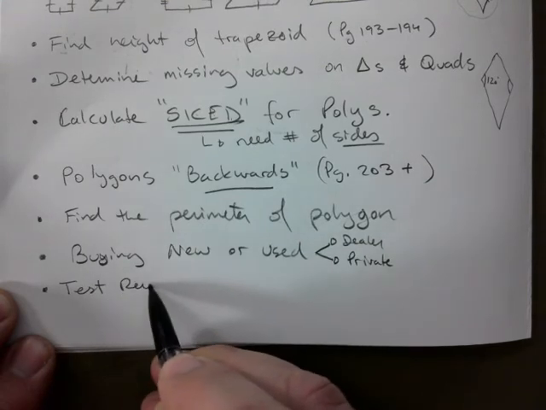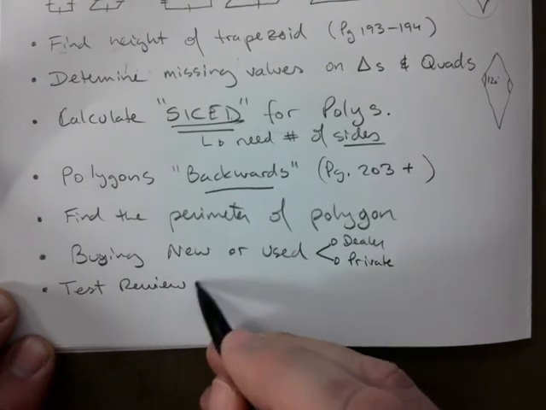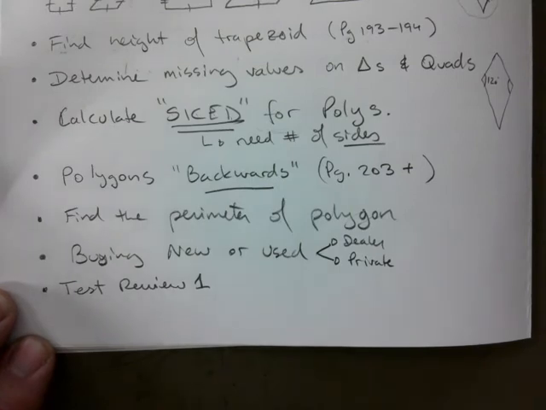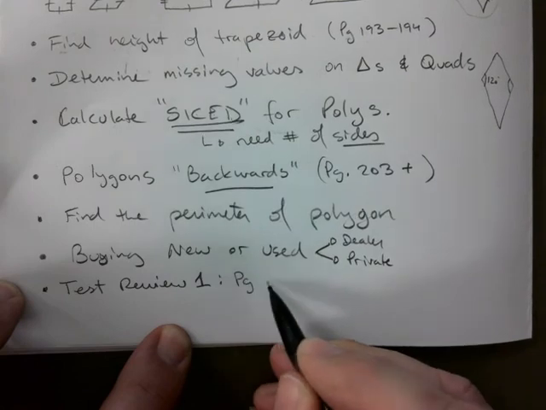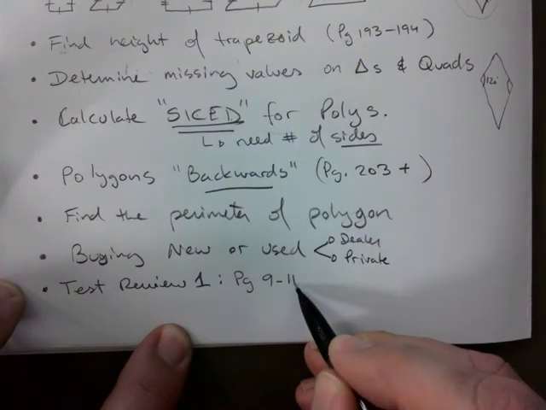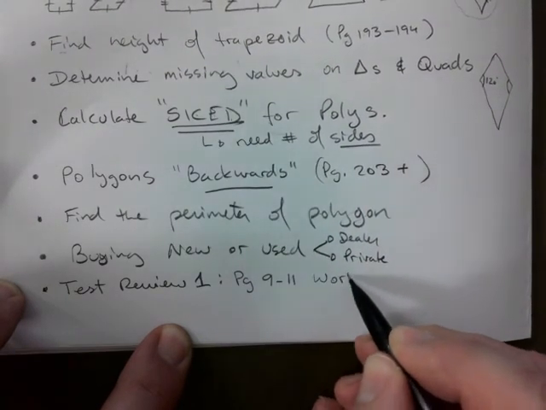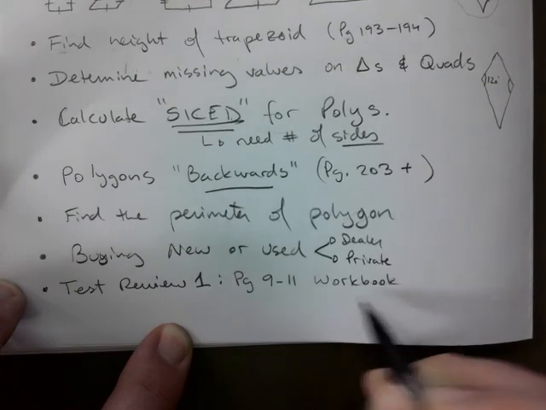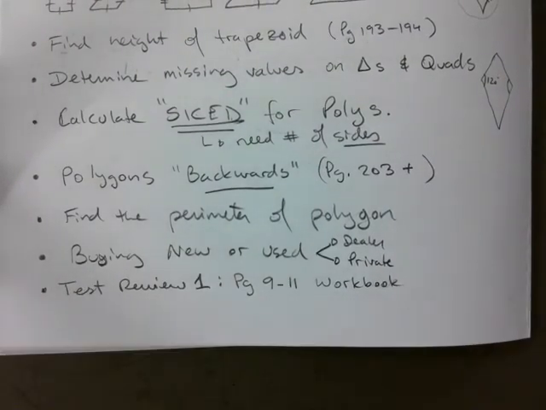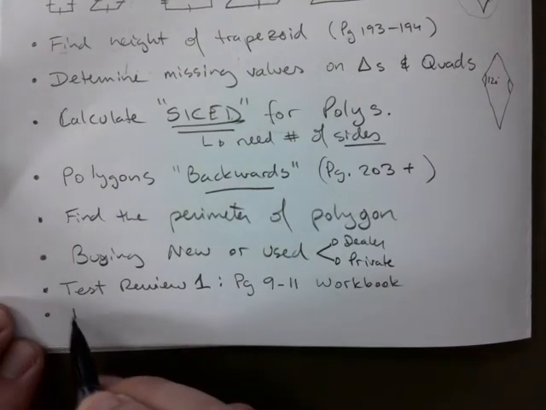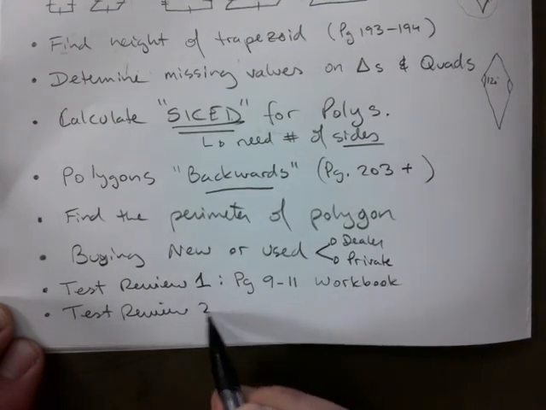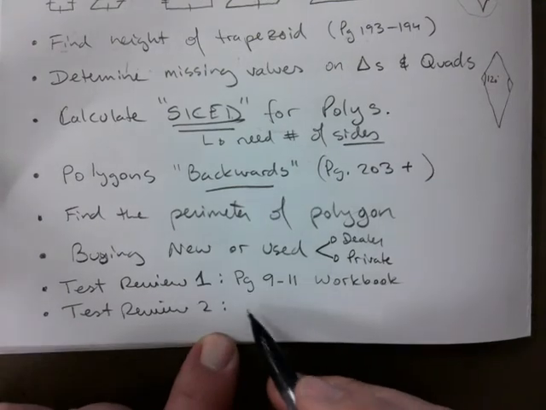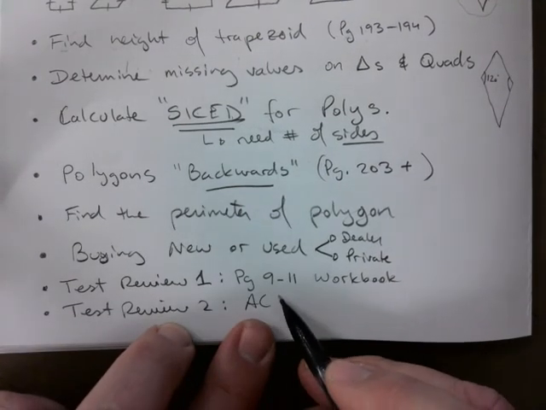Test review 1. This is the first suggestion that I will give you to review for the test. You go to page 9 to 11 in the workbook. Okay, so this is in the workbook. I will post the keys to this right after you leave.